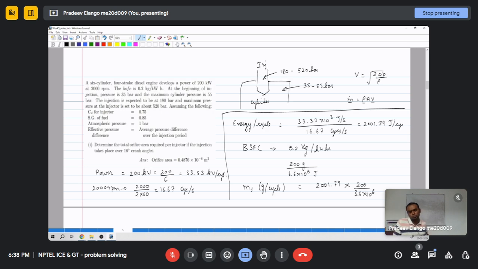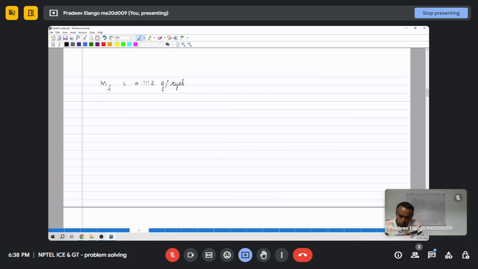Now we know delta P. So m dot f is rho A V. V can be calculated using V is under root 2 delta P by rho, all for the fuel, and this is only m dot f. So we need to know the time also, and then finally find the V. So first we can start with delta P effective.